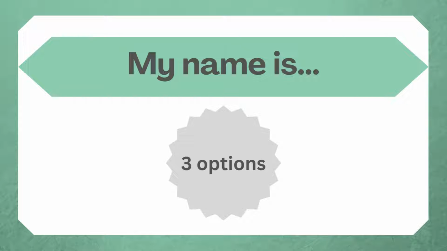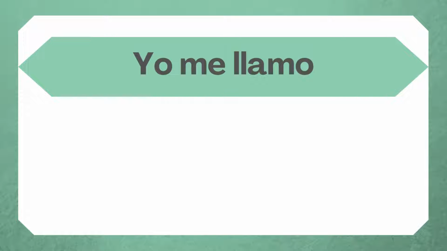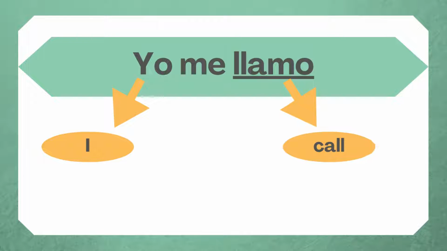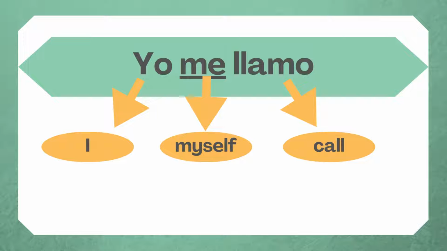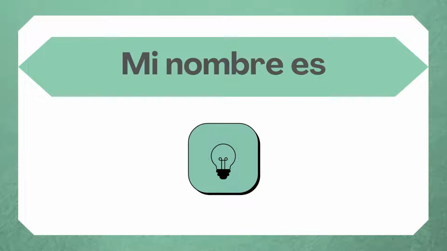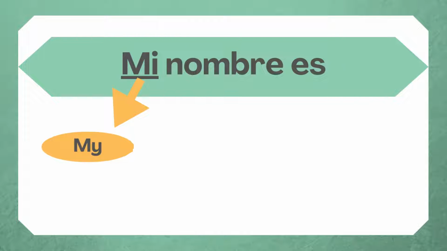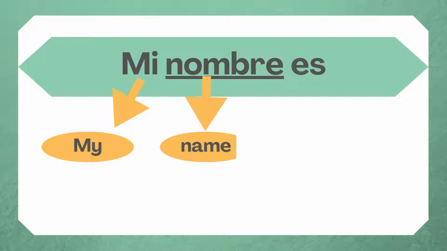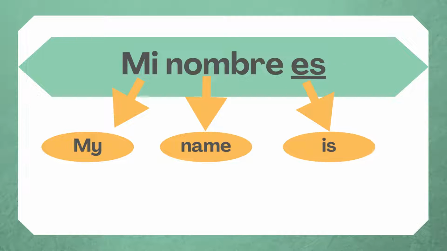We can say yo me llamo. Yo, I; llamo, call; me, myself. Yo me llamo, I call myself, meaning my name is. But we can also say mi nombre es. And that's very simple because this sentence is exactly how to say it in English. Mi, my. Nombre, name. Es, is. Mi nombre es, my name is.